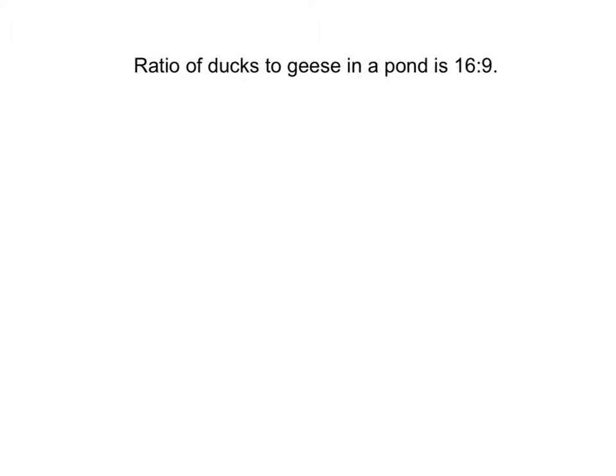Let's rewrite that as a fraction so we can do some algebra with it. So 16 over 9 represents the ratio of ducks to geese. Now, let's say that we also know that there are 192 ducks in the whole pond. So if we wanted to solve this, we need to create another ratio to make a proportion. We know that there are 192 ducks in the whole pond. We need to find the number of geese.